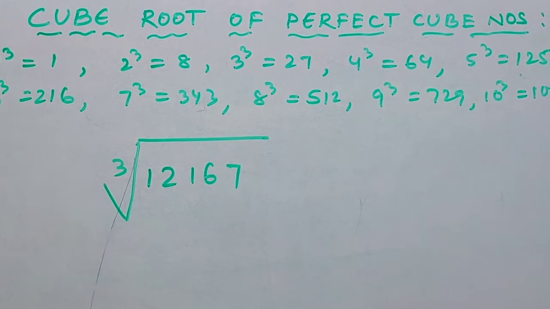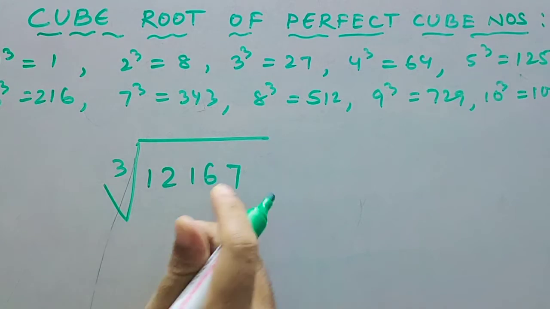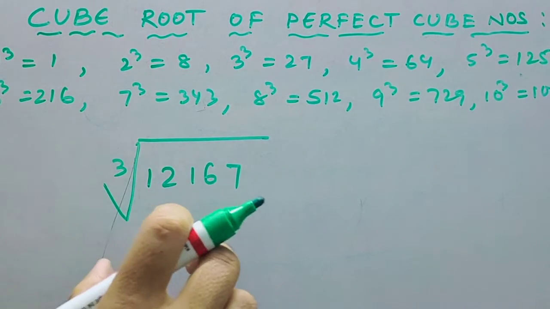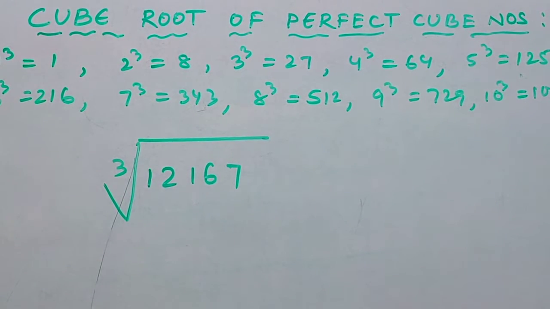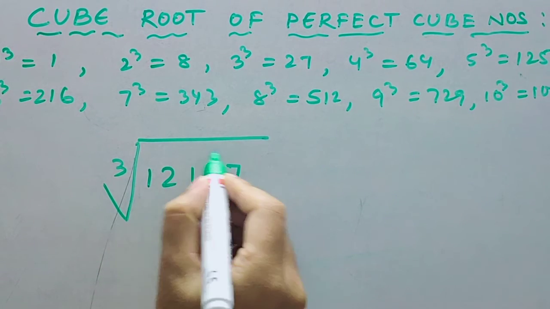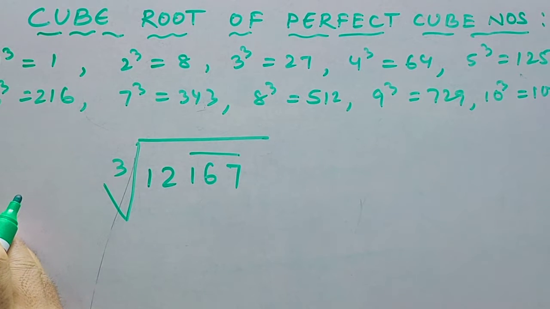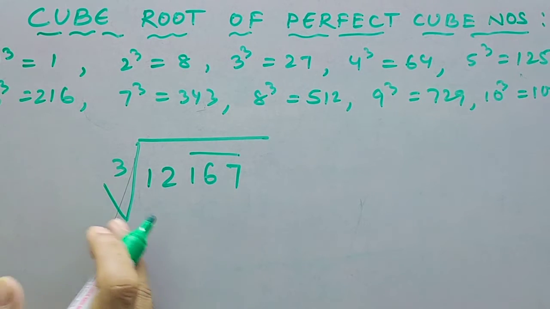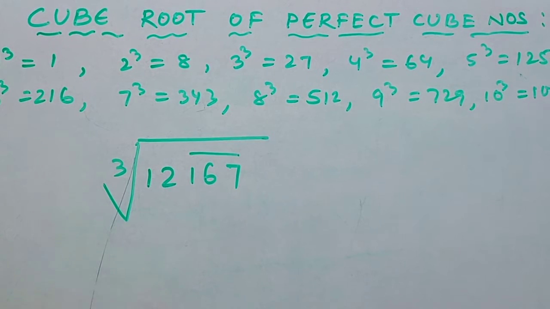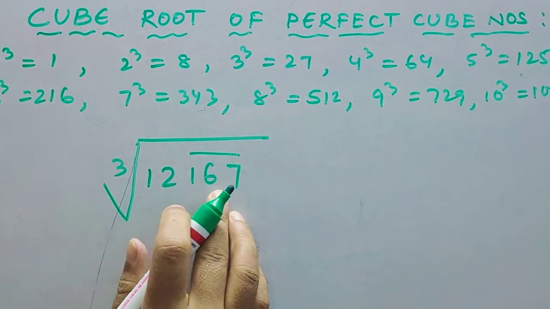So what you are going to do at the first step is make groups of three digits. From the right side you should make 3 digits. The left side can be 1 digit or 2 digits, not a problem. If it has 3 digits, make one group. If it has 2 digits also, not a problem. But from the right side you should compulsorily make groups of 3 digits.